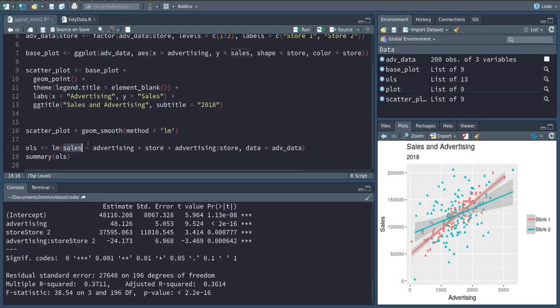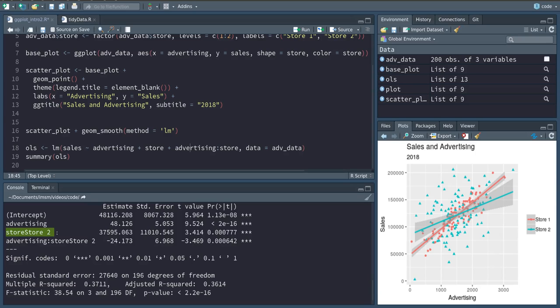It is the model that explains sales by advertising spending and a dummy of whether a store is store one or store two, as well as an interaction term of advertising spending and store. So let's interpret each of those coefficients. When we do OLS and we include dummies, we always have to include one less dummy than we have groups in this variable. So in this case, we have two groups, store one and store two. So we include a single dummy for store two.